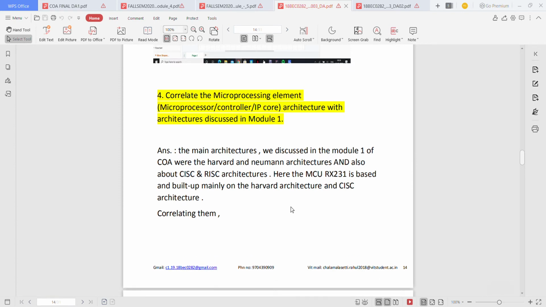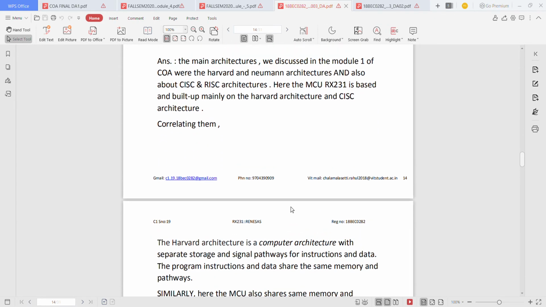And the next thing I'm going to show you is how to correlate the microprocessing element architecture with the architectures discussed in module 1. The main architectures we discussed in module 1 of COA are Von Neumann and Harvard architecture, and also CISC and RISC architectures. Here the MCU RX231 is built mainly on the Harvard architecture and CISC architecture, correlating them.